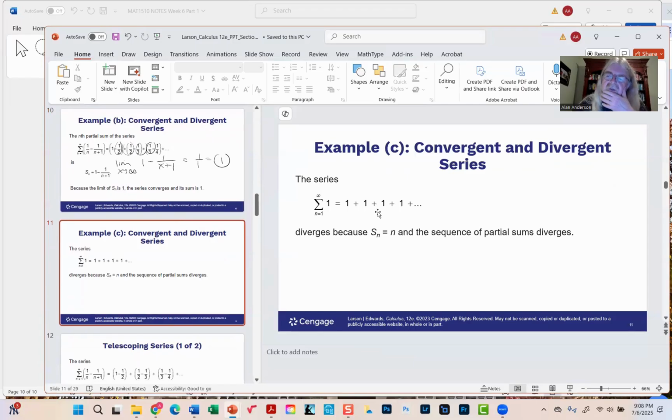Now, that's an interesting one. It's just a bunch of ones. So the series itself can't ever converge, because the sum just keeps getting bigger and bigger and bigger as we add more terms. That's what we mean by divergence.